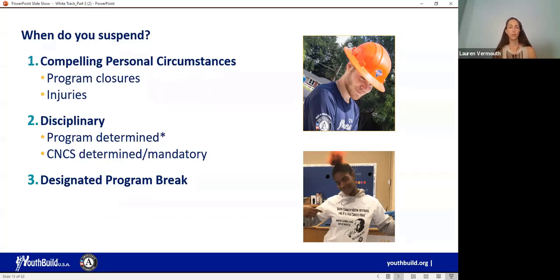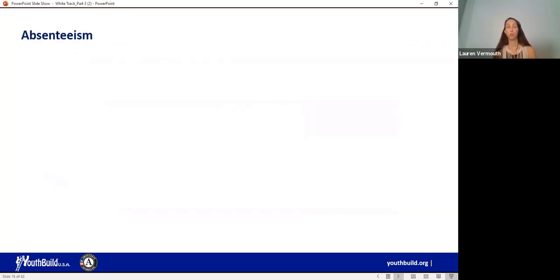So let's go back to a special case of program determined suspensions. One that seems to be the most troublesome and tricky. So absenteeism. Might think of this also as those no call, no show situations. We don't know where the member is or when they might return. I guess over my years, I've just seen that this is tricky.